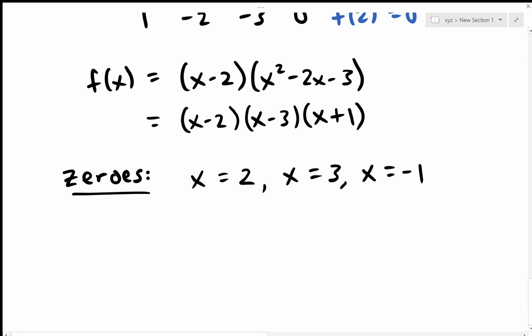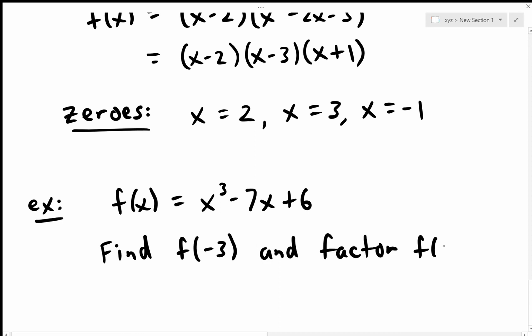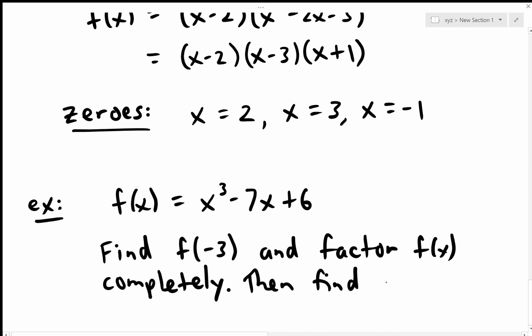So let's try another example, similar to the one we just did. Let's take a look at the function f of x is equal to x to the third minus 7x plus 6. This time, let's find f of -3. Again, it will turn out that this will give us 0. And again, we will factor this polynomial completely. And then we will find all of the zeros of f of x.